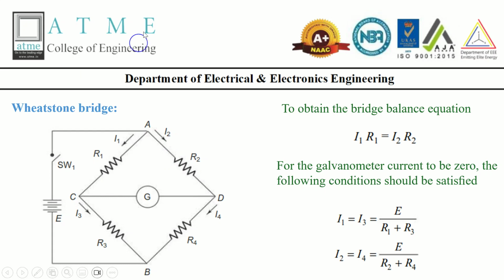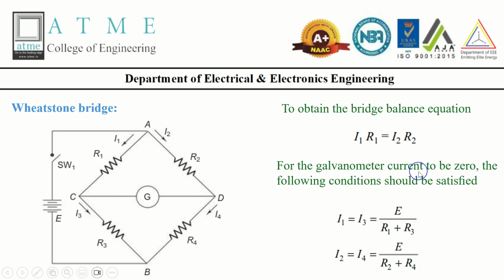By adjusting the value of resistors R1, R2, R3 and R4, the bridge can be balanced, which occurs when the voltage at the middle node is 0. At this point, the ratio of the resistances can be used to calculate the unknown resistance. Here we are going with a formula. When the bridge is balanced, it is given by I1 R1 equals I2 R2.